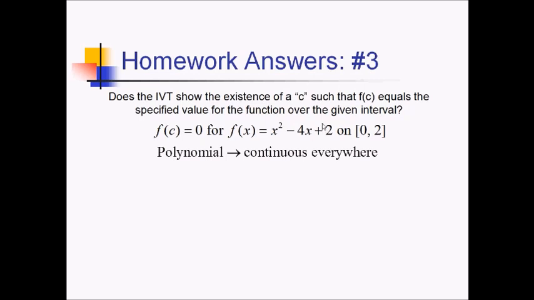Now we have to plug the beginning and ending x values into the function to see the beginning and ending y values, and we'll figure out if 0 is between those y values. So f(0), the first y value, is just going to be 0 minus 0 plus 2, so 2. And then f(2) is going to be 4 minus 8, so -4, plus 2 is -2. Is 0 between 2 and -2? It is. So in this case, the IVT applies and guarantees that y equals 0 somewhere on this interval.